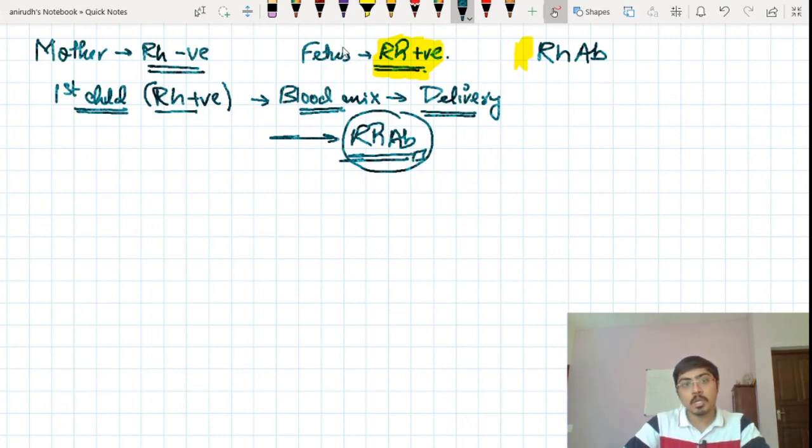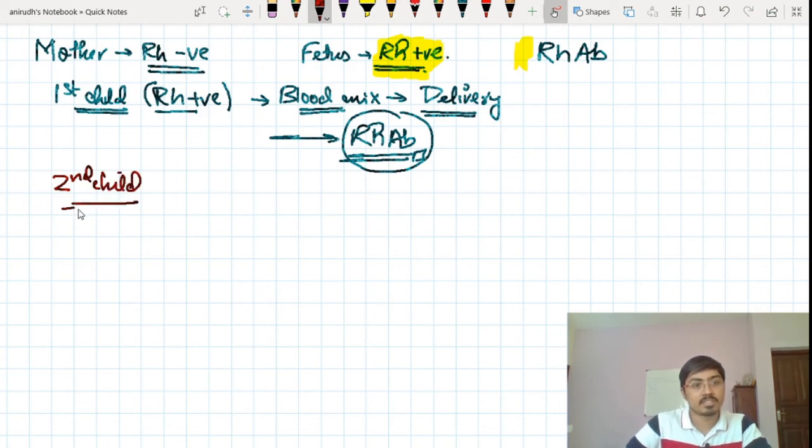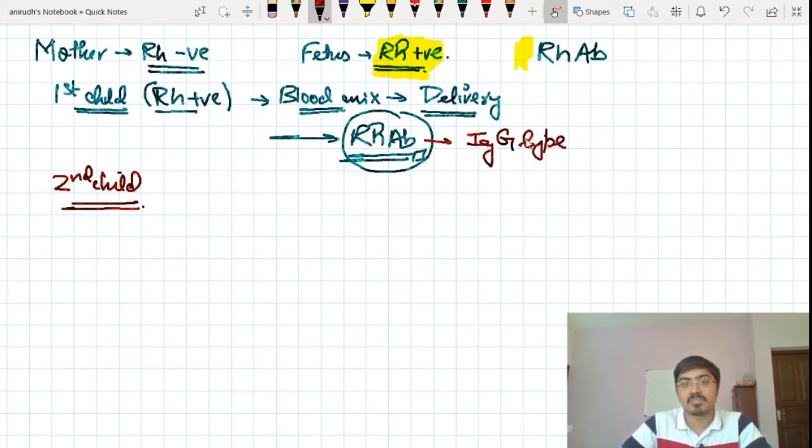This is there. Now what happens is, if she has a second child, what will happen? What will happen as a result of that? This child is growing inside the mother's womb. But the point is, this antibody is of IgG type. That means it can cross the placenta.